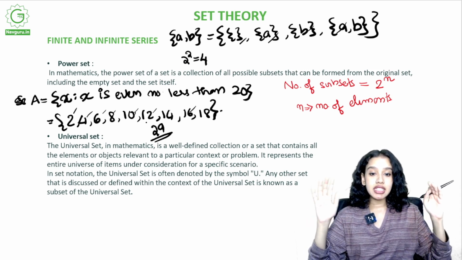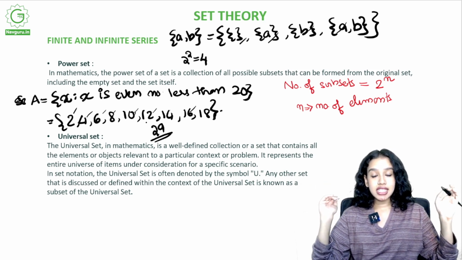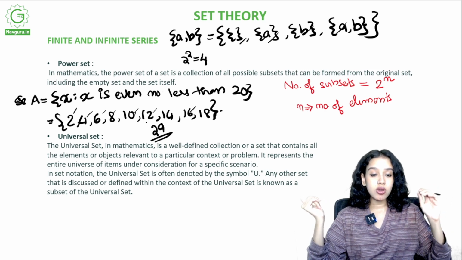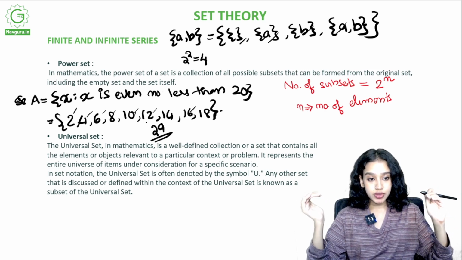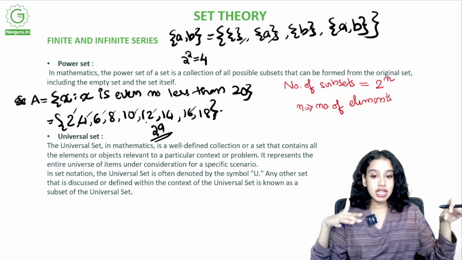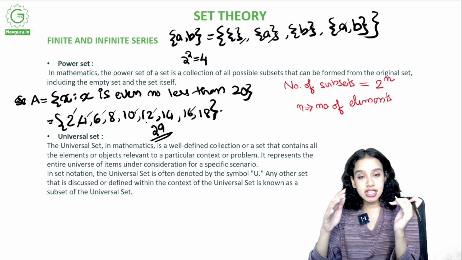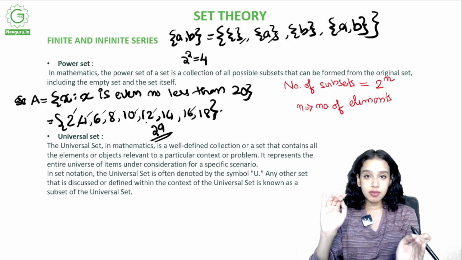It represents the entire universe of items under the consideration of a specific scenario. In set notation, the universal set is often denoted by the symbol U. Any other set that is discussed or defined within the context of the universal set is known as a subset of the universal set. So, the universal set is the ultimate power set, right?